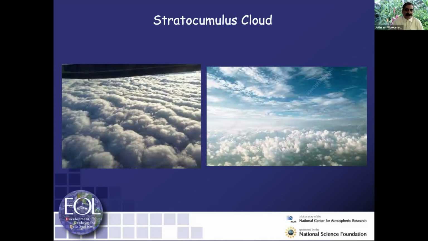Since ground-based measurements are not that useful or not possible, you need airborne measurements to understand this kind of microphysical structure for this cloud. These are the type of cloud I'm going to be studying in this presentation and basically do my research.